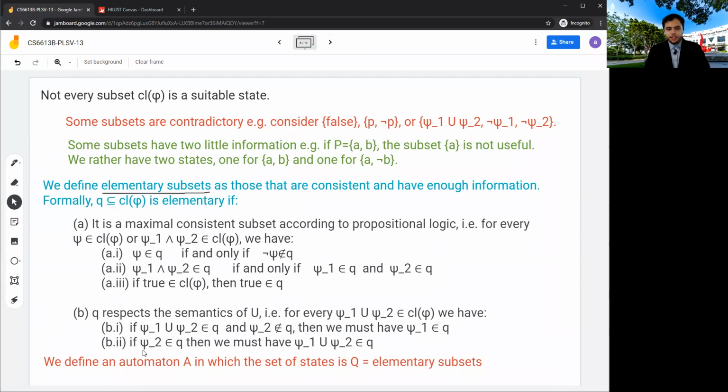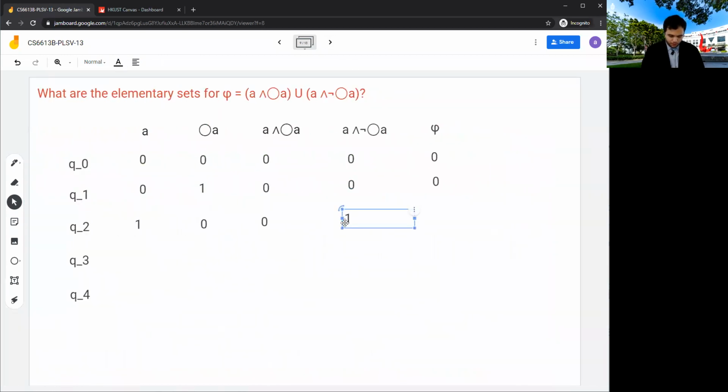The second rule says that if psi2, the thing that comes on the right-hand side of the until, is in our set, then we should also have the until itself. So this would become 1. So this is our next elementary subset. It consists of these formulas: A, not next A, not A and next A and not next A, and also phi. Okay. And again, I put it in the automaton and I call this state Q2.